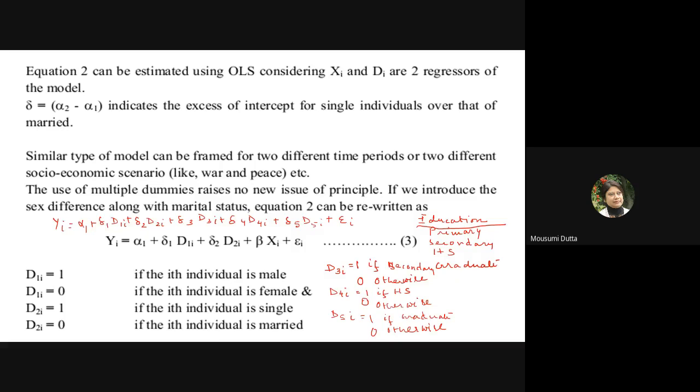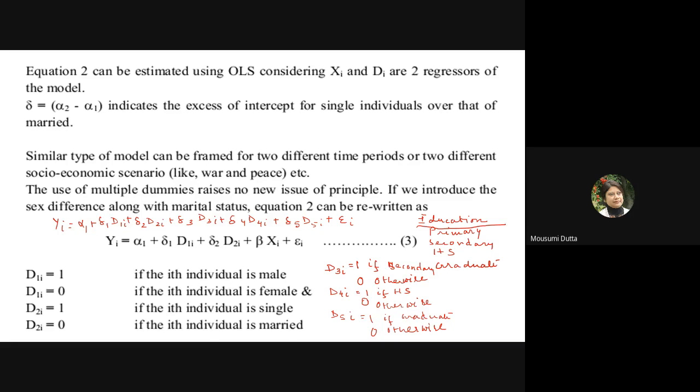When I have again a variable like marital status, when there are 2 categories, I am defining a single dummy variable D2I. D2I is equal to 1 if the individual is single, 0 otherwise. Next, if I have a variable like education, and suppose there are 4 categories in the variable, I am defining 3 dummy variables, D3I, D4I, D5I. D3I is equal to 1 if secondary, 0 otherwise. D4I is equal to 1 if HS, 0 otherwise. D5I is equal to 1 if graduate, 0 otherwise.